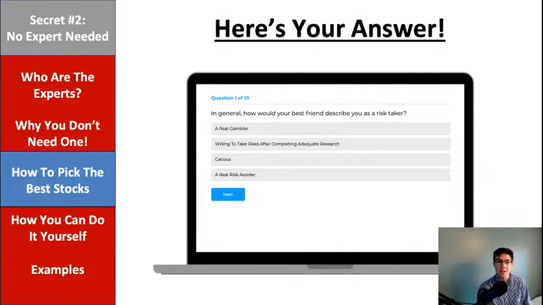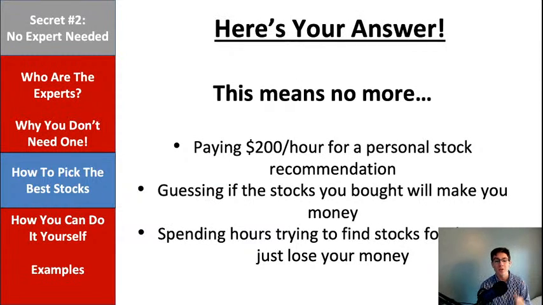We assign you a risk profile score, and then we assign you stocks that have consistently beat the market based on your risk tolerance level. So what does this mean for you? This means no more paying $200 an hour for a personal stock recommendation. This means no more guessing if the stock you bought will actually make you money. And this means no more spending hours trying to find stocks for them to just lose your money.